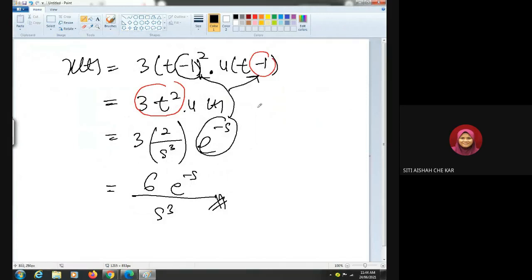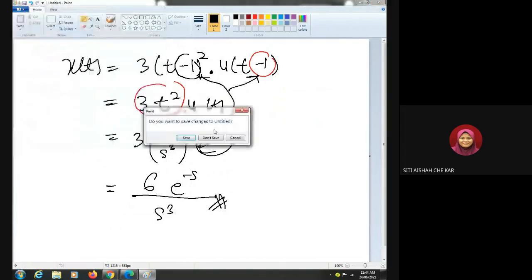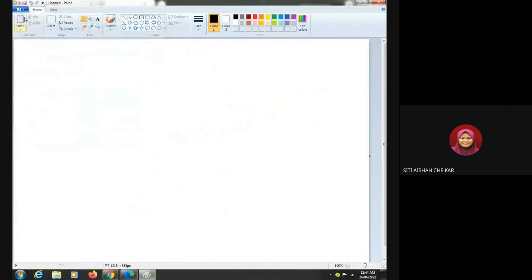Okay, kita buat satu lagi supaya you nampak. Kita buat yang ada cos atau ada sin.